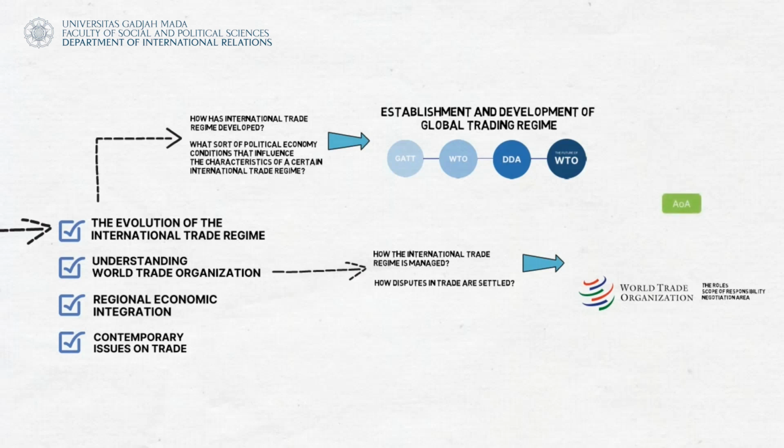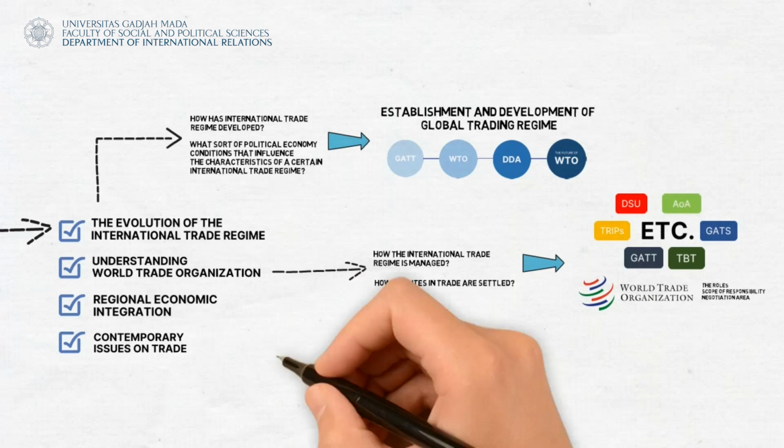These include issues in agriculture, goods, services, dispute settlement mechanism, intellectual property rights, technical barriers to trade, and more general issues on development under the DDA.